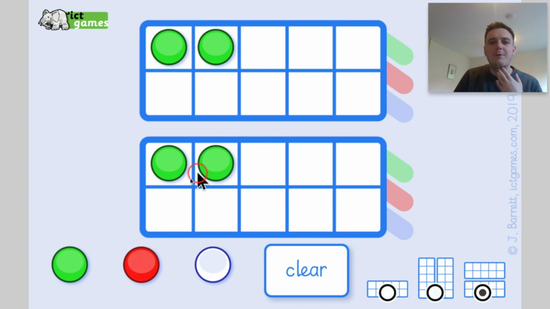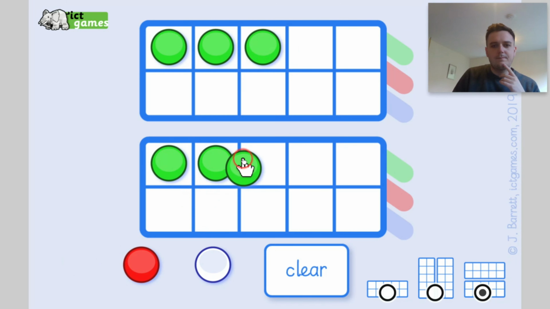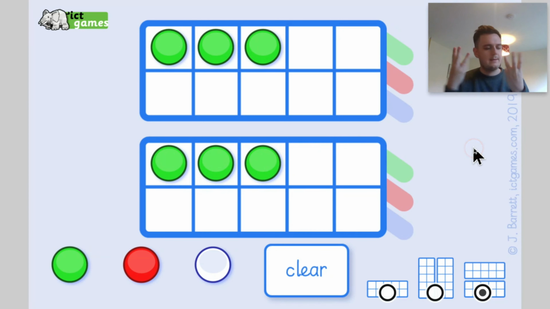So we've got 2 and 2. What's double 2? 2 and 2 is 4. Oh, easy peasy. Let's try double 3. I've got 3 and 3. Well, I could use my fingers, 1, 2, 3, 4, 5, 6, or I could just use the tens frames, 1, 2, 3, 4, 5, 6. Double 3 equals 6. I've got 3 on this tens frame and 3 on this tens frame.